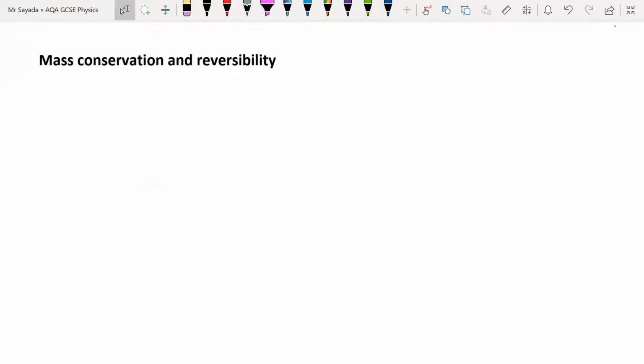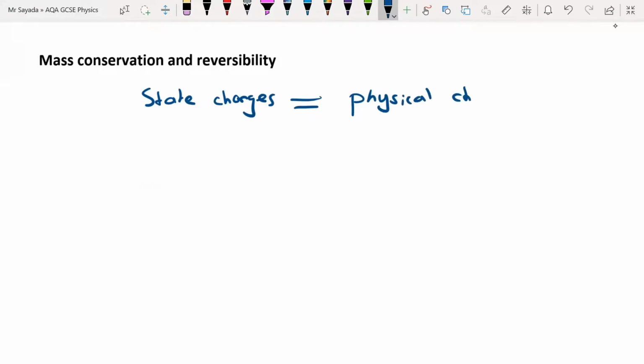Now, state changes are examples of what we call physical changes. And that means that nothing new is made. So in a chemical reaction, something new is made. But in a physical change, nothing new is made. And also, the change is reversible.